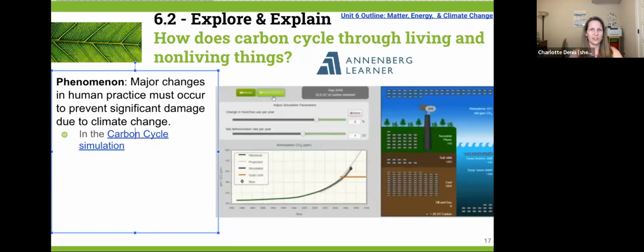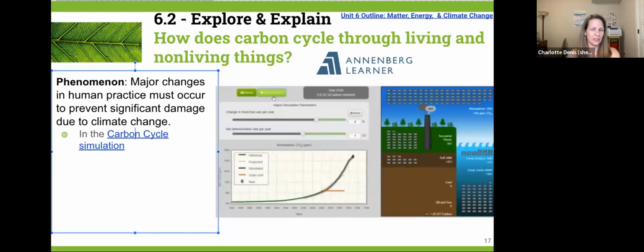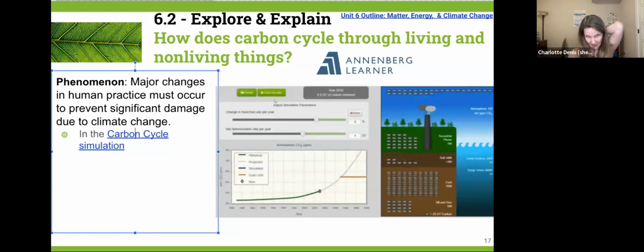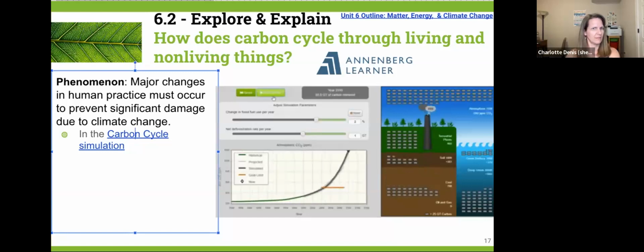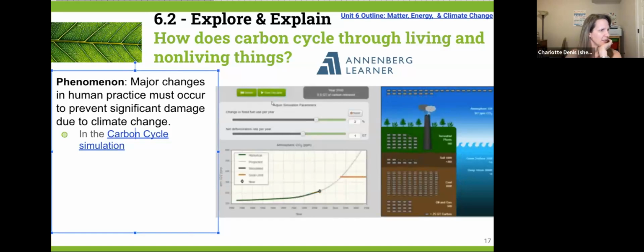Just take a minute to make sure that you can see that. You should be able to have it view only. If you prefer to have your own copy and make notes, you're welcome to do that. And we're going to take a few minutes to look through and see what is it that students are doing in this task.